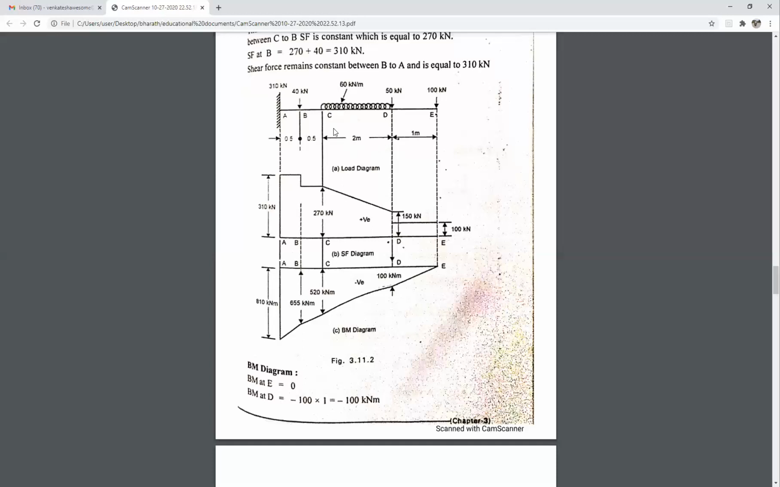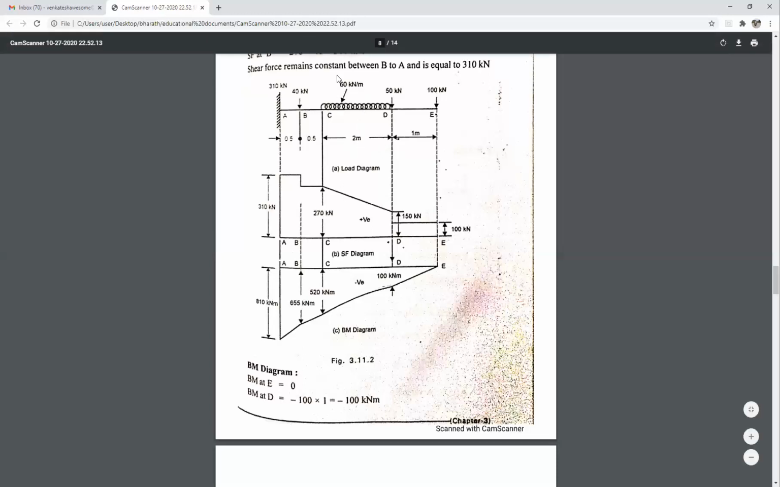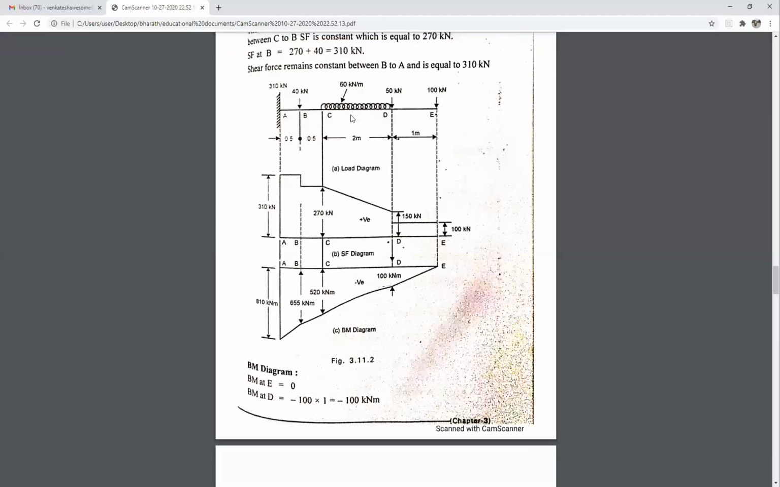This is the span of 2 meters, and at the mid point it is 1 meter. So the entire load will be acting on the center point. So in the case of the BMD also, the 60 kilonewtons is multiplied by 2 meters, and it has a perpendicular distance of 1 meter here. Before the 1 meter and after the 1 meter, 2 meters will be the distance. Is it understood or not? So let me revise.